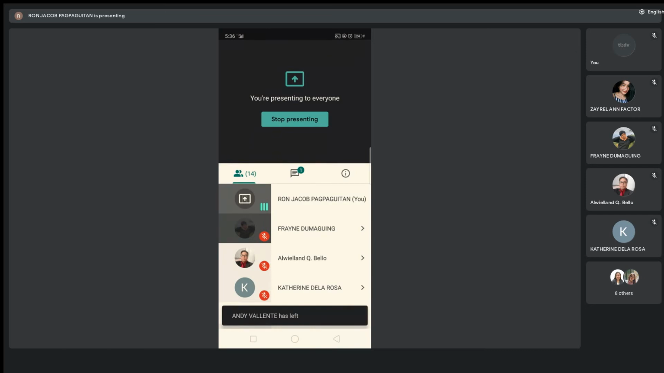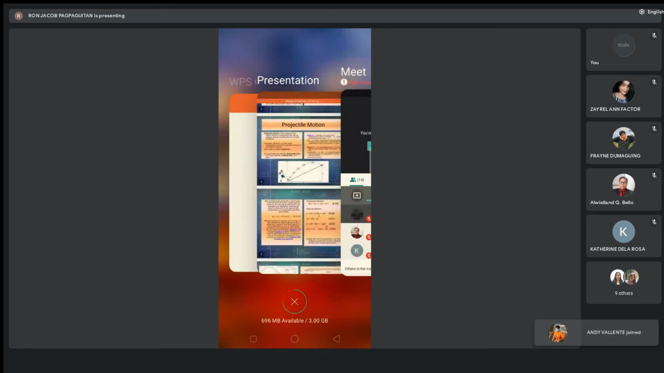Then the path that they travel, we call the trajectory. So we will be going to the illustration, figure 4.11.